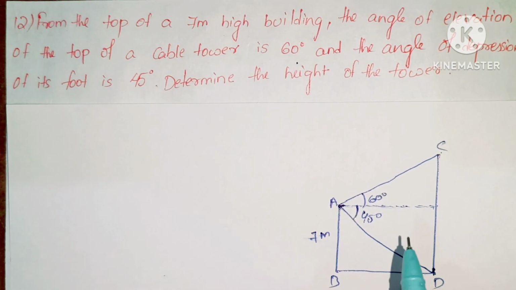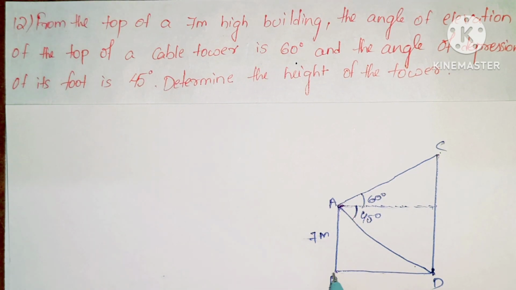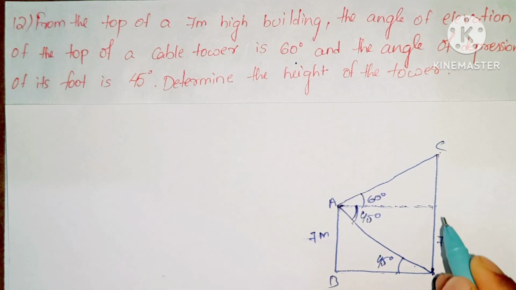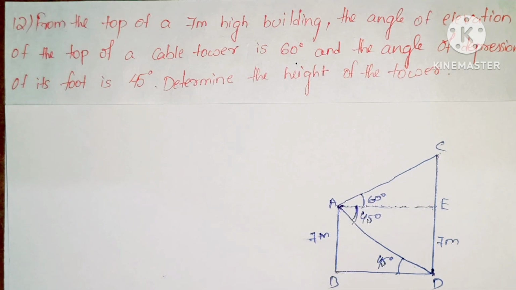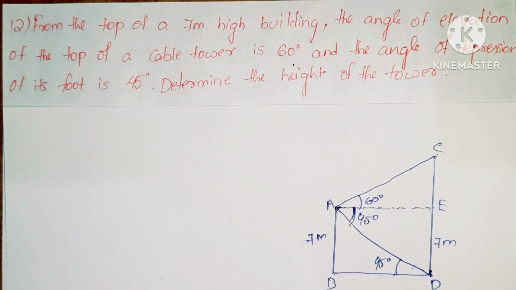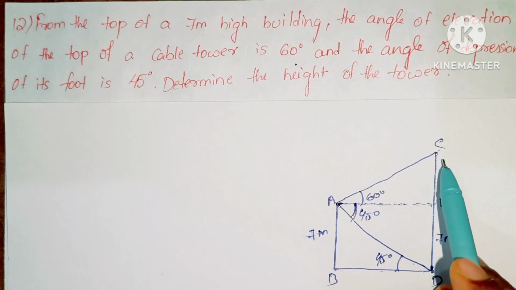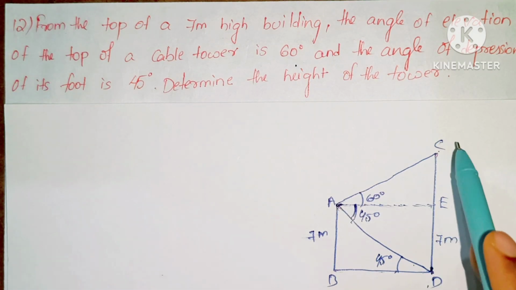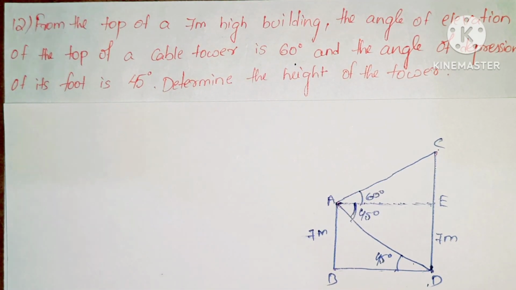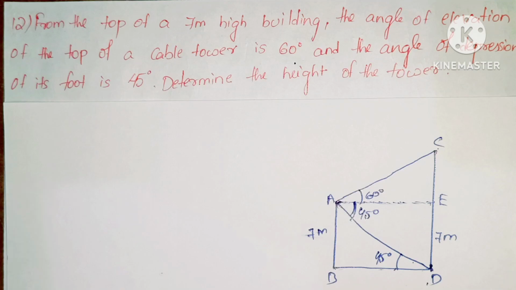Observe here, you learned that alternate interior angles are always equal. That means this one and this one are how much? 45 degrees, because alternate interior angles are always equal. This one was 7 meters, so I kept it as E. Understood? Now what did he ask to find? He asked to find the height of the tower. That means CD he asked to find. So let us see here.